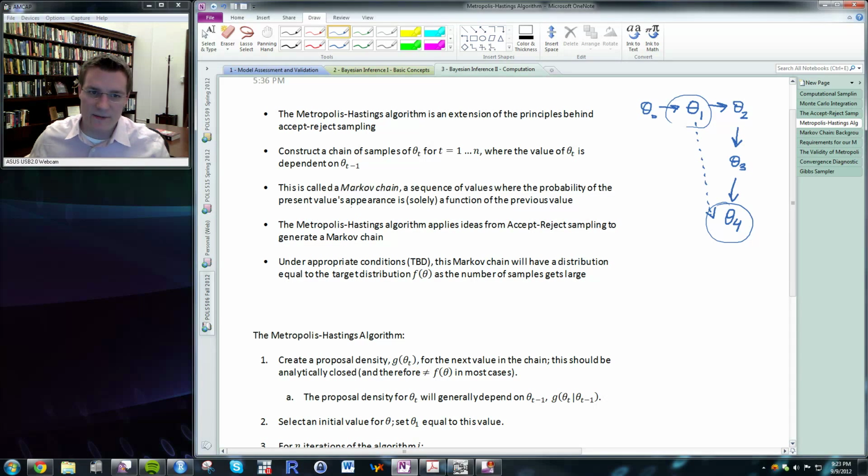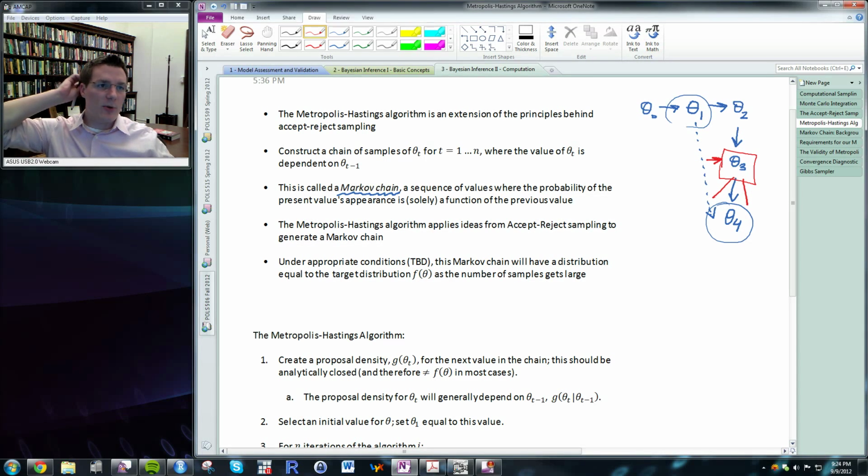This chain of samples is called a Markov chain. We're going to talk about some properties of Markov chains in a second, but for now it suffices to note that a Markov chain is a sequence of probabilistic values where the probability of the present value is solely a function of the previous value. So wherever I am in this chain, if I'm in the second or third or fourth stage in the chain, the density of the next item in the chain is only dependent on the present state of the chain.